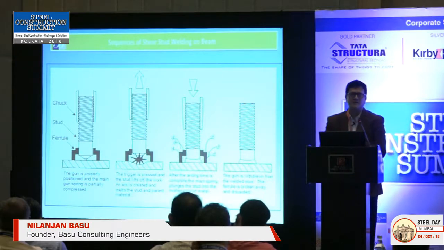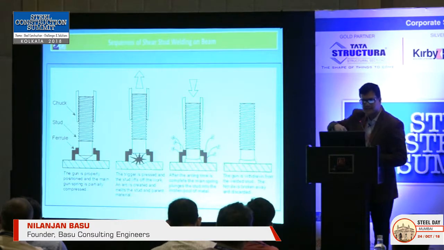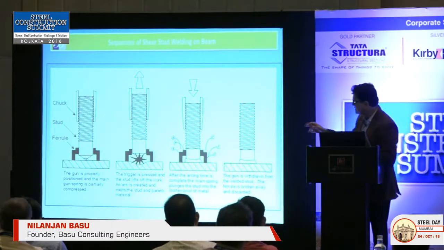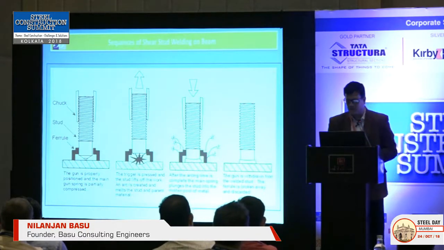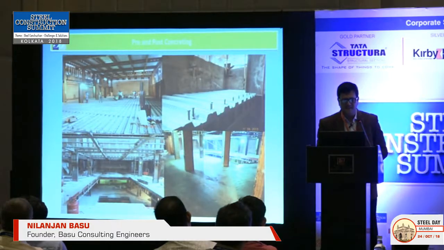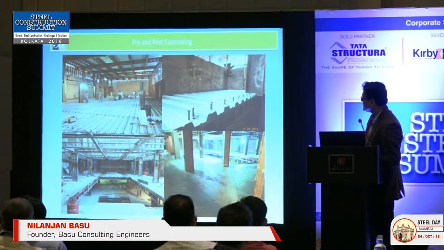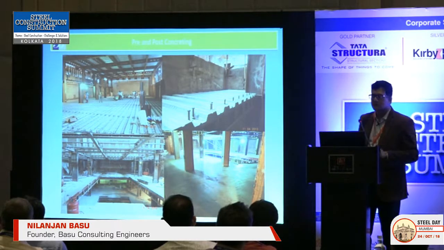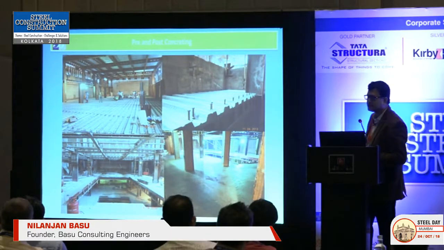This is typically how a stud gun works. You place the stud, and once you press it, the stud comes up and the welding is done. Once the base material is molten, you press the stud back, and then the stud gets welded. After this is the last stage where you place the concrete, prepare the slab, and remove the props. This is how a typical thing would look. You have the metal decks with the studs, and absolutely minimum reinforcements. There's a cantilever span, and once it's done, it looks absolutely like a regular building.